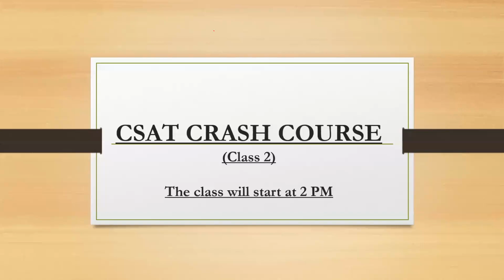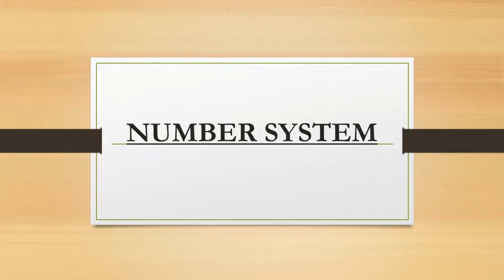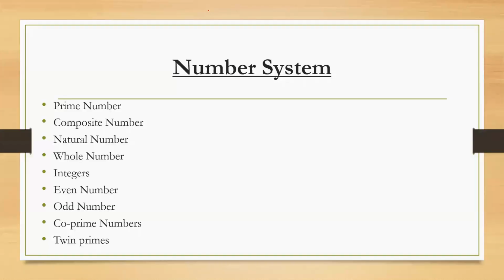Yes. So this is basically your second class, right? Second class of the CSAT crash course. Yesterday we were focusing upon the nature of the number system, certain nature of the numbers themselves. Now, based on it, we discussed prime number, composite number, natural number, whole number, integer, even and odd numbers also. These are the major aspects that we discussed.